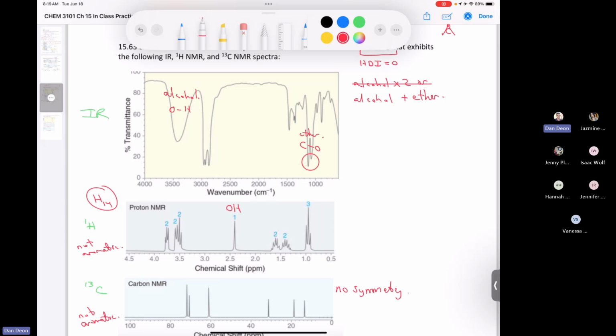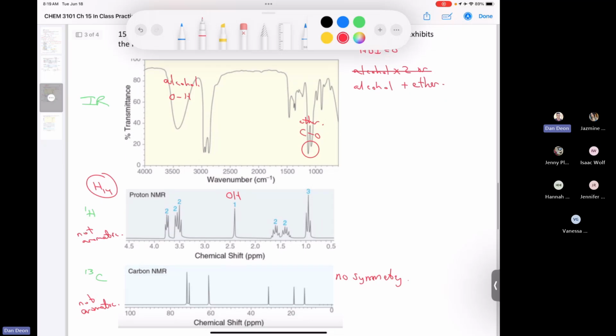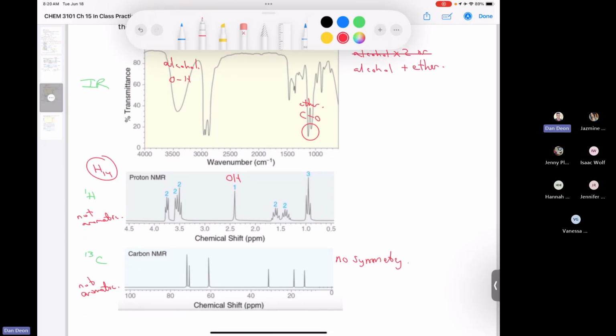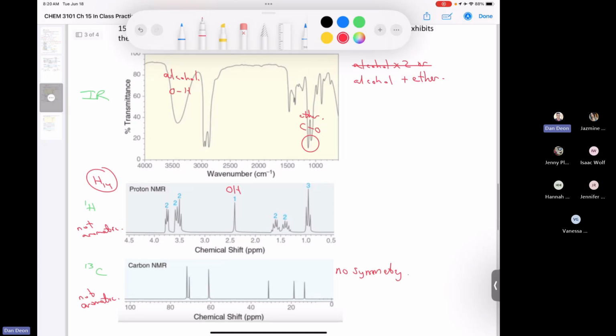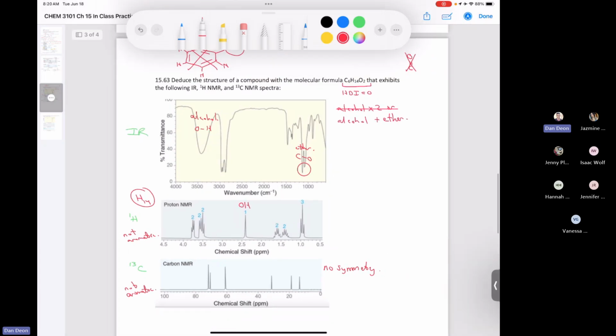All right, so now we have the two functional groups lined up. Now let's take a look at our proton a little bit more. Okay, is everybody with me so far on how I figured this out?